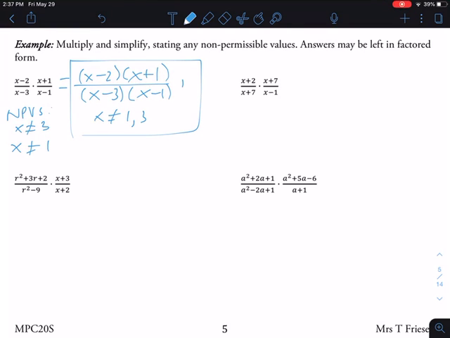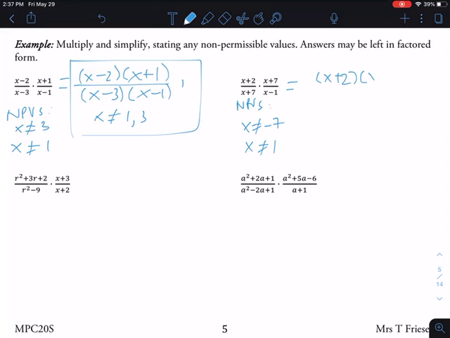We are going to do the same thing. Okay, so we have some NPVs going on. And we can see that x cannot equal negative 7 and that x cannot equal positive 1. Okay, now when I do this multiplication, we're going to just multiply across.